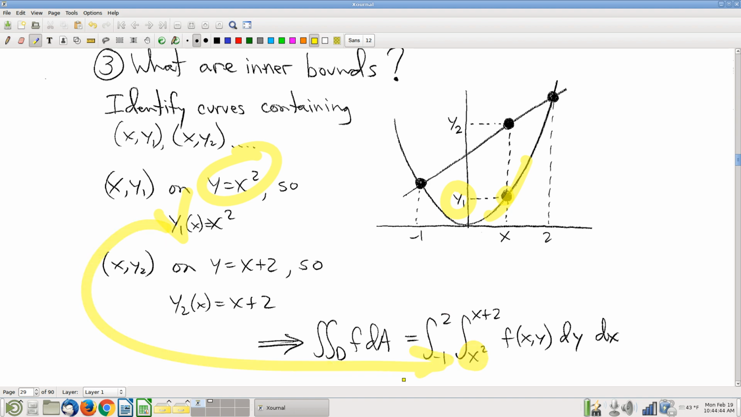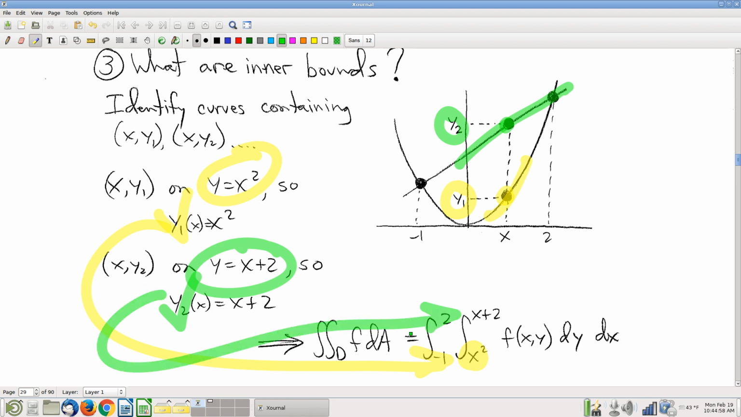And then likewise, the upper bound corresponds to that point. That point's on that curve. That curve has that equation. Solve for y. Again, freebie. Didn't have to actually do any real algebraic work there. And there's that upper bound. Everybody happy with that?